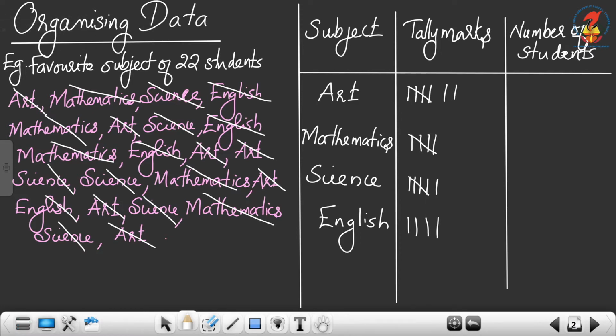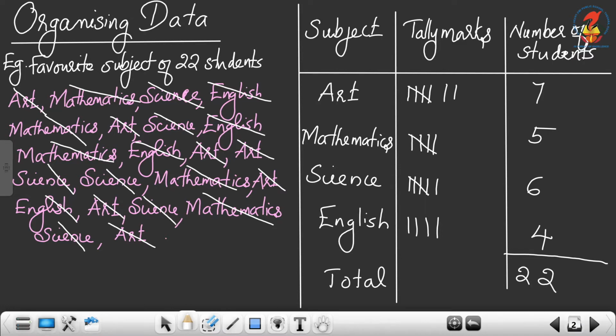Now you have to count the total number of tally marks. Art is 5 plus 2, 7, mathematics 5, science 6, then English 4. Now you can add it, the total you have to get is 22. Total number of students: 7 plus 5 is 12, 12 plus 6 is 18, 18 plus 4 is 22. So, we got 22.